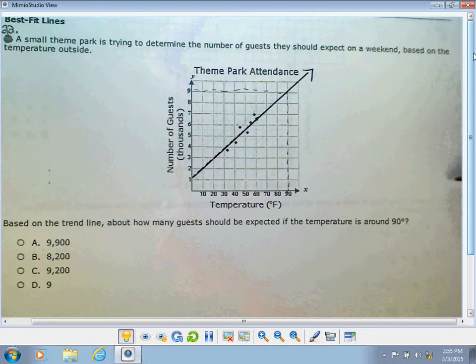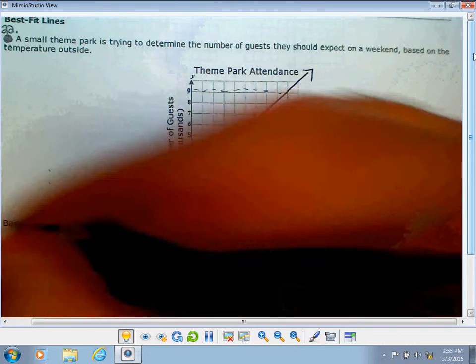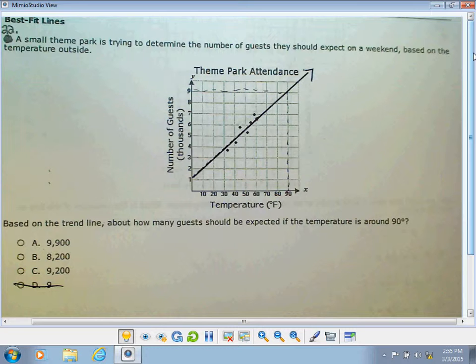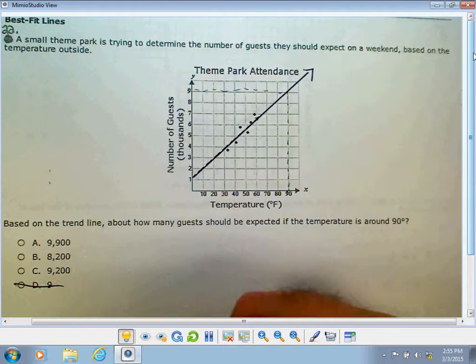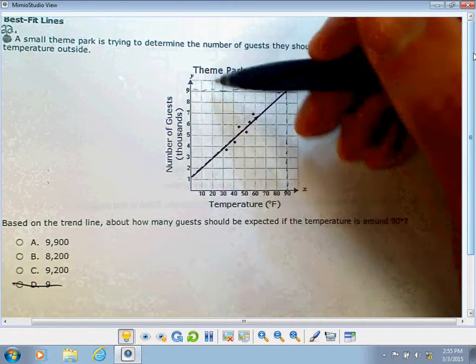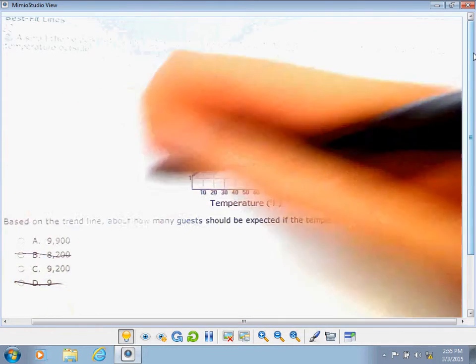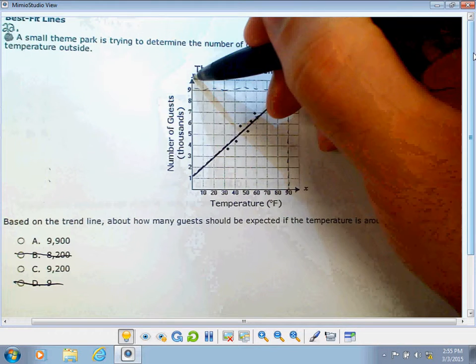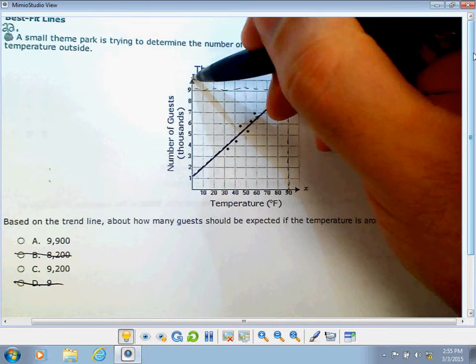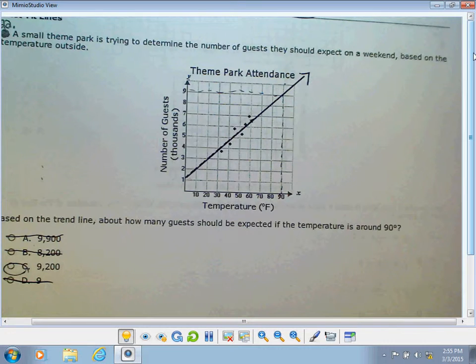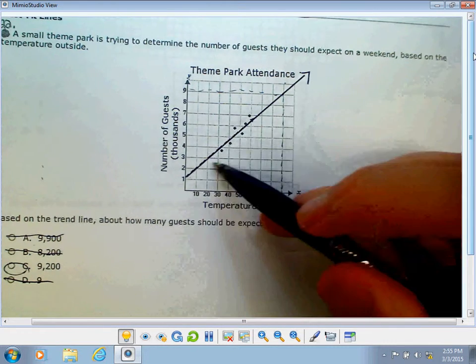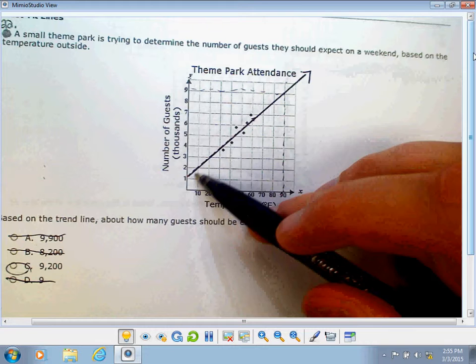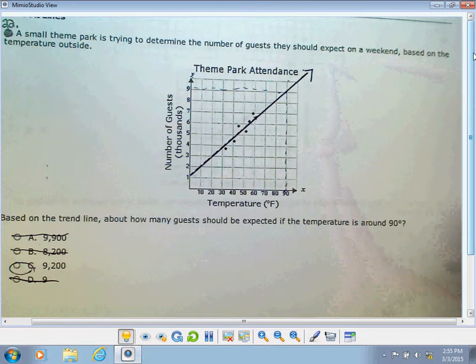Well, it's not 9, it's 9,000. So it's either 8,200, that's probably too low. It's definitely at the 9 or higher. And I don't think it's quite 9,900 either. It's not really right next to this top number here, which would be 10,000. So I'd have to pick 9,200. But you see, they didn't draw the best fit line long enough, so what do you do? Draw it long enough for yourself to see it.